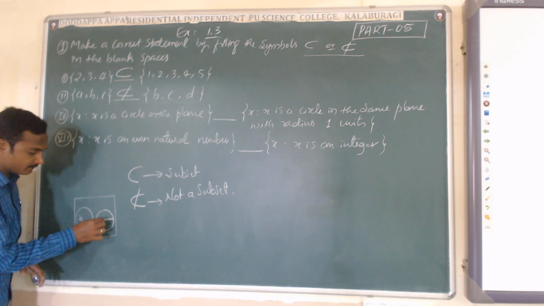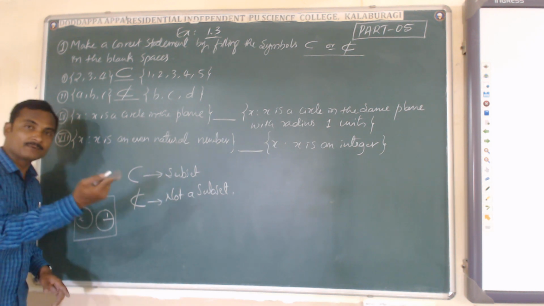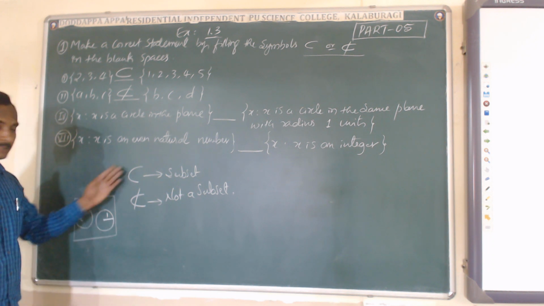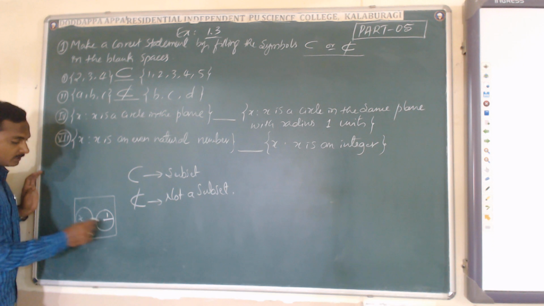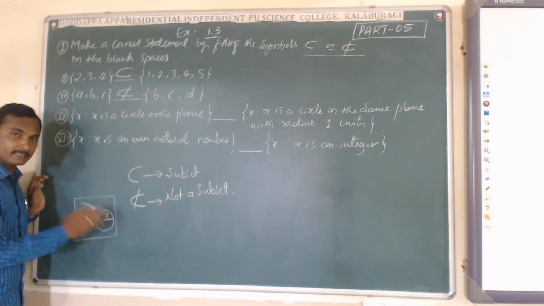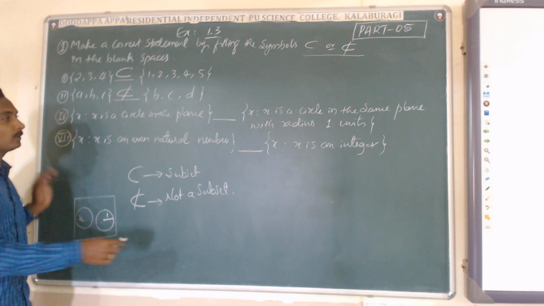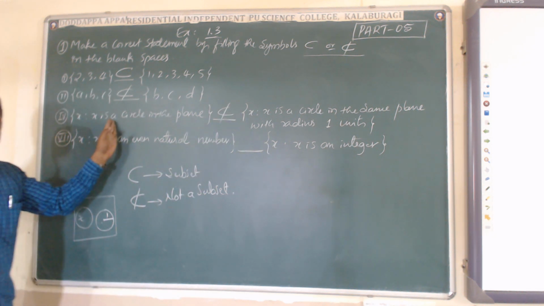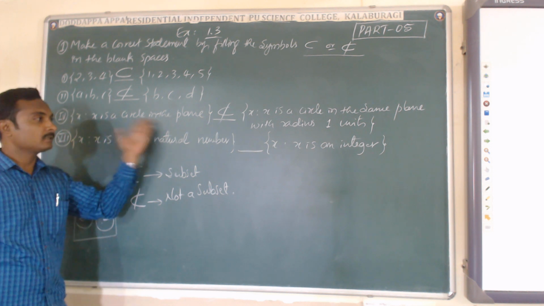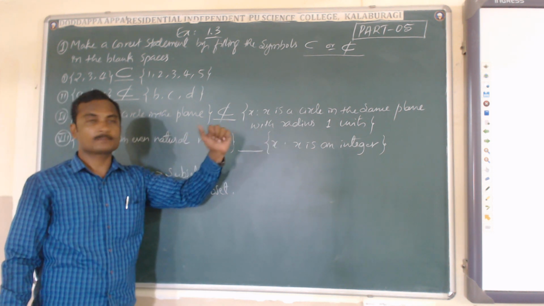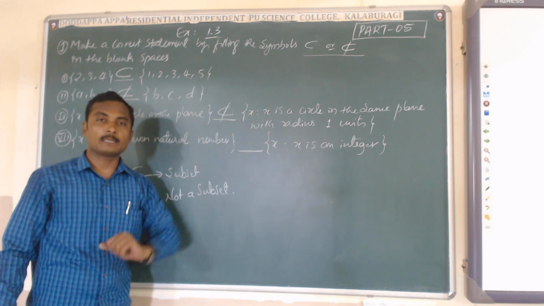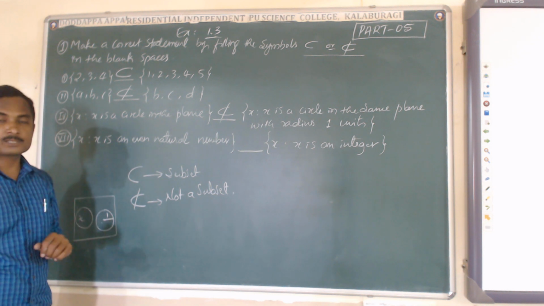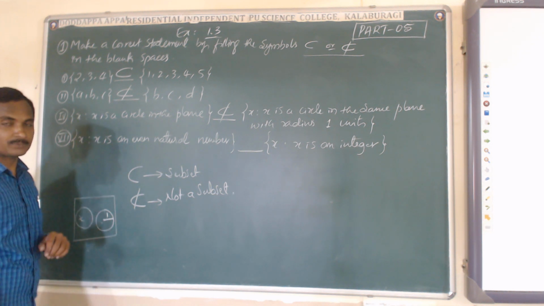Radius means the distance between the circumference and the center. With the radius 1 unit, which symbol is fitting here? Is either of these two sets a subset of the other or not? Definitely no, because this circle has no specific radius. This circle has a radius of 1 unit. It means definitely this circle does not come under the second set of circles with radius 1 unit. Therefore, the symbol is not a subset.